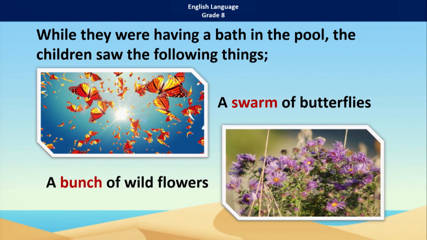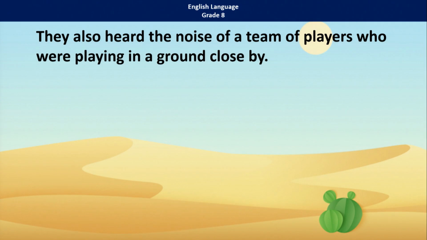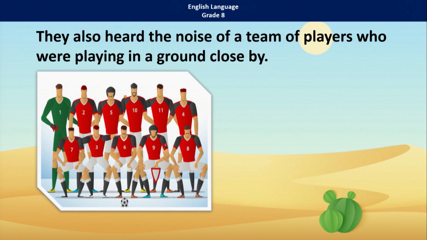Flowers. Yes, they saw flowers. Yeah, they had seen a bunch of wild flowers, right? Bunch is also a noun which we have used to talk about a collection of something, a collection of wild flowers. Not only that, children, they also heard the noise of a team of players who were playing in a ground close by. Okay, we can see players there. So you call it a team of players.